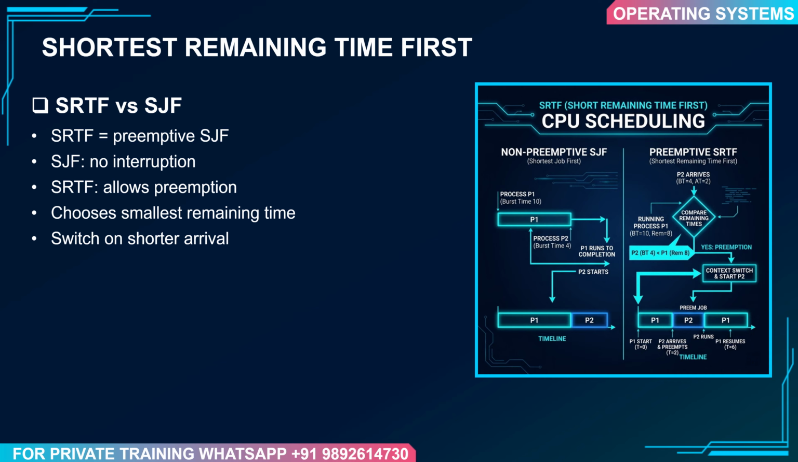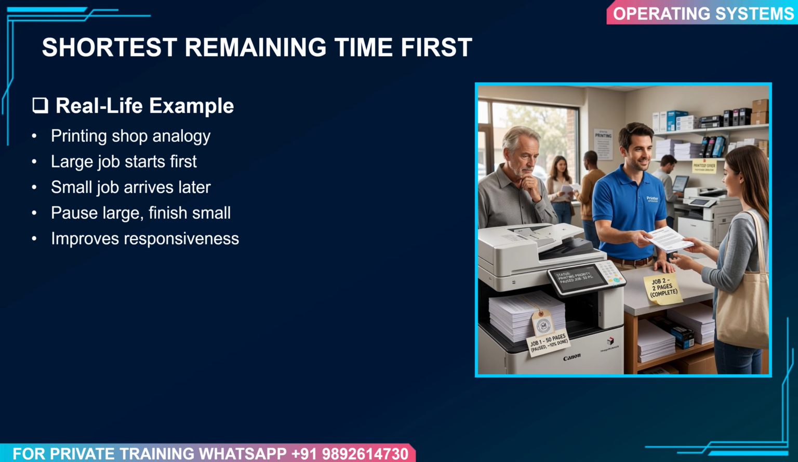The CPU always looks for the process with the smallest remaining execution time, not just the smallest total time. And if a new process arrives with a shorter remaining time than the currently running process, the OS immediately switches to it. This switching is what we earlier referred to as preemption, and it connects directly to concepts discussed in scheduling and context switching. To understand this better, imagine a real life scenario.